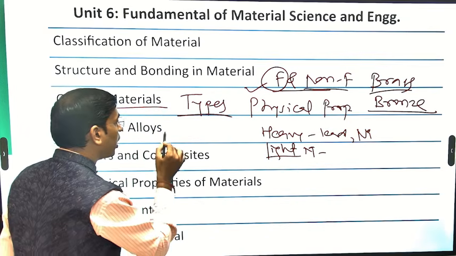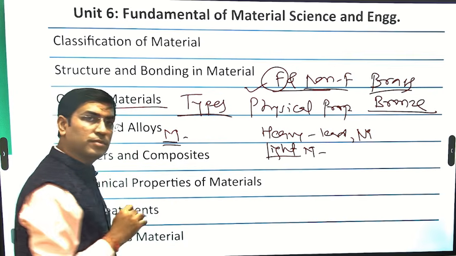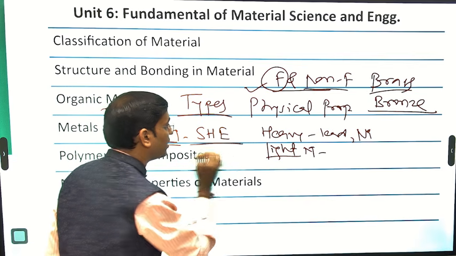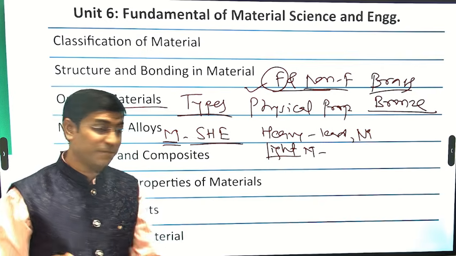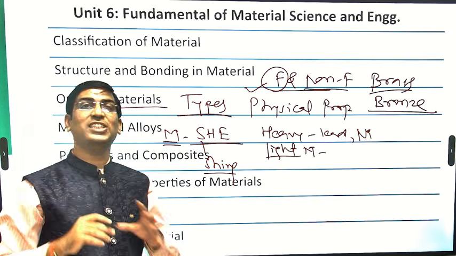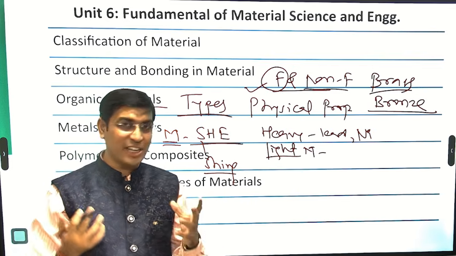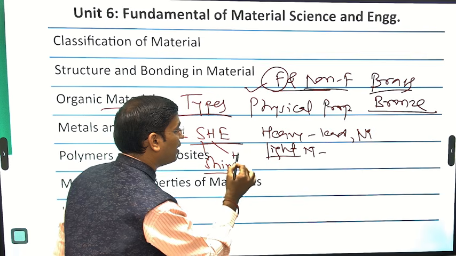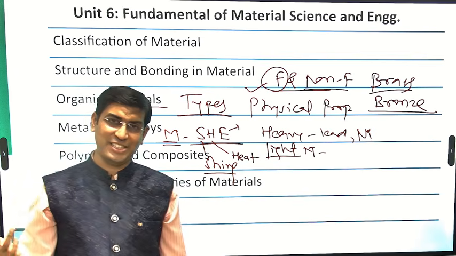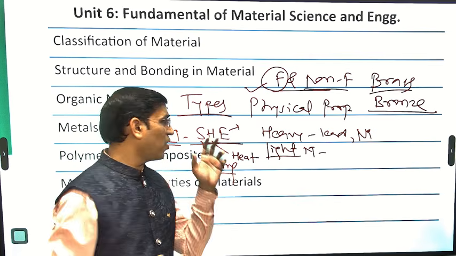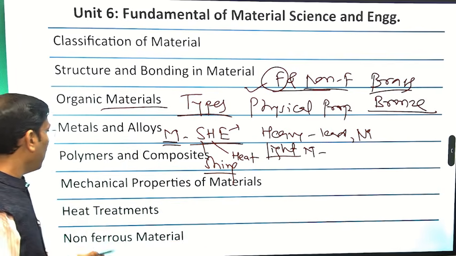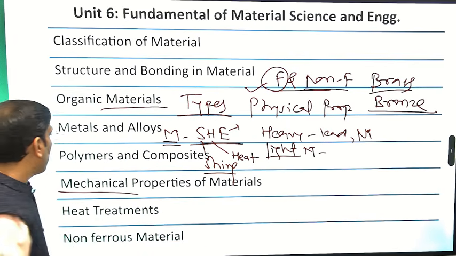And generally when we're talking about metal, metal has three important characteristics that could be called SHE. S, shininess, metals are always shiny. H, good conductor of heat, and E, good conductor of electricity. So shininess, good conductor of heat and electricity, these are associated with the basic requirement of metal. Followed by that, some of the mechanical properties.